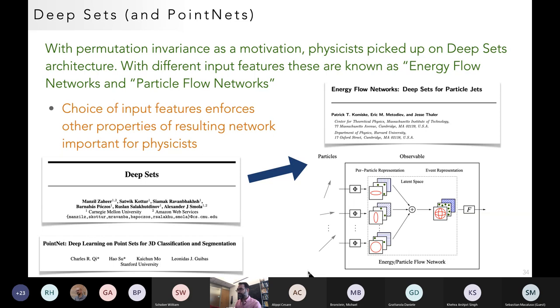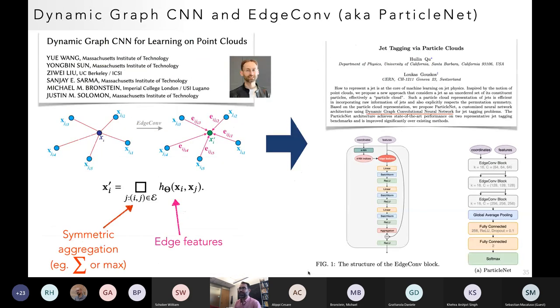It's a little bit more than vanilla deep sets, but most of that is about considerations for the input features. The other thing that was done, and here Michael Bronstein has his impact on the field, is the dynamic graph convolutional neural networks. The idea here is that there's this edge conv where you calculate information on the edges, and then you aggregate it with some sort of symmetric aggregation function, which could either just be a sum or a max or something similar to that.